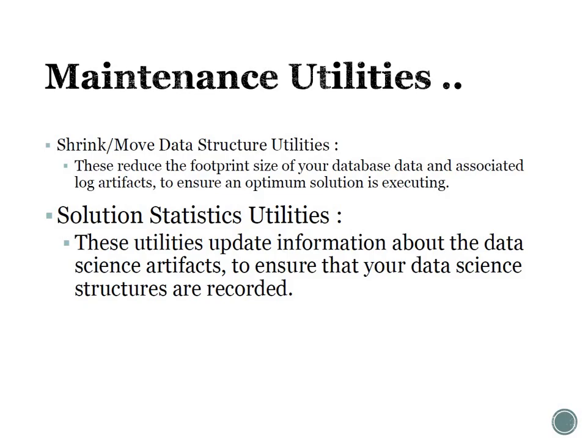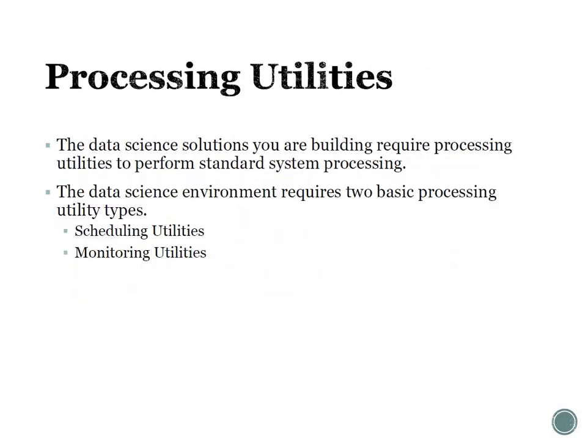Another thing is you continuously need to optimize the solution. You need an optimum solution in place because again the volume is very high. So shrink and move data structure utilities are basically to reduce the footprint size of your data, base data and associated artifacts. Okay. Now, solution statistics utilities, they will update information about the data science artifacts to ensure that your data structures are recorded properly.